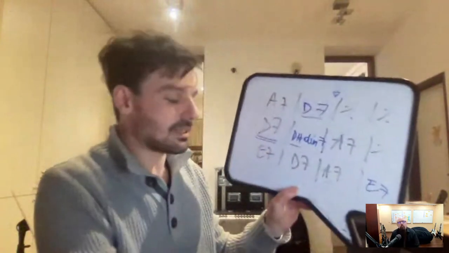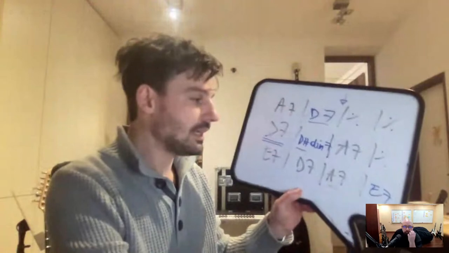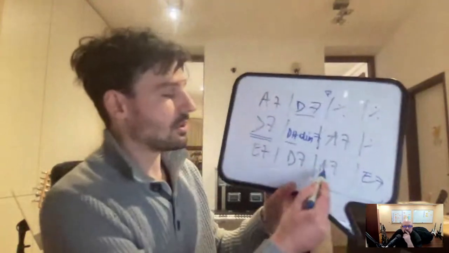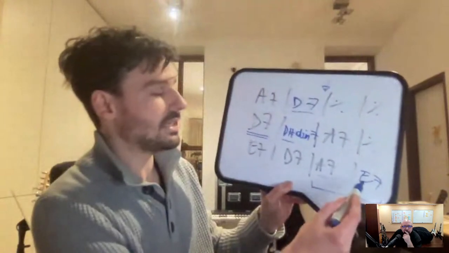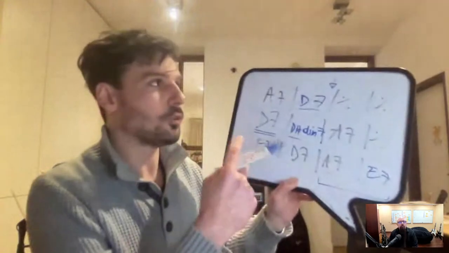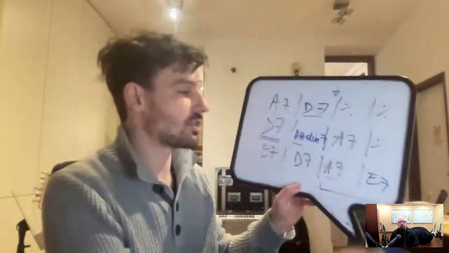So the next thing we could do is in the last two measures where we're going to the turnaround chord, the E7 chord, is we could add what I call a four chord turnaround progression.